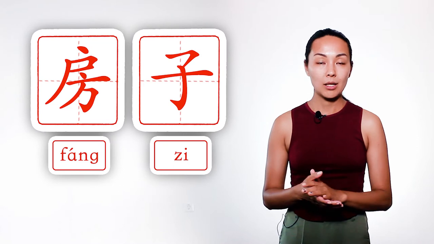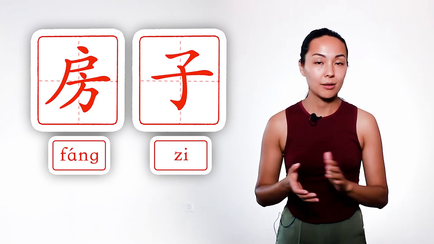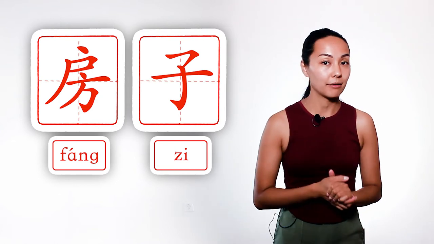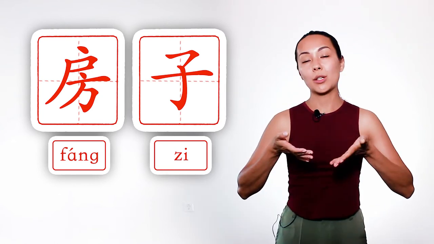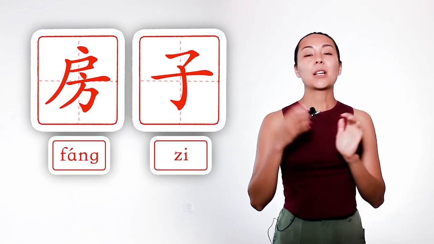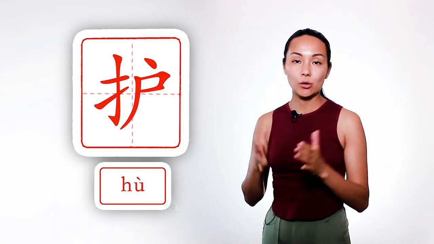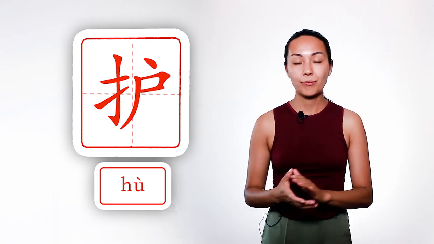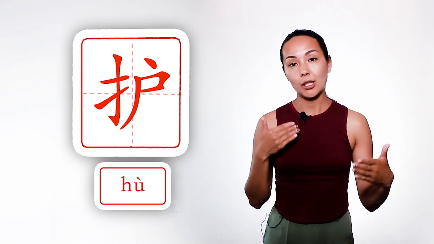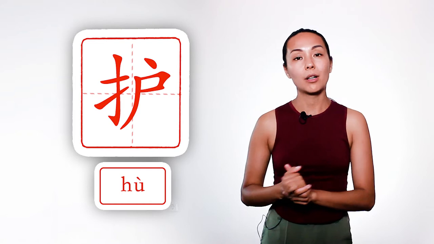The first character, it's the word house, or nowadays it means flat, because nowadays most people have flats, they do not have houses. 房子, easy to guess, each house, flat has a door. Example number 2, it's the word to protect. 护, and easy to guess, to protect our things which are in our house, we need to put a door and lock it very well.